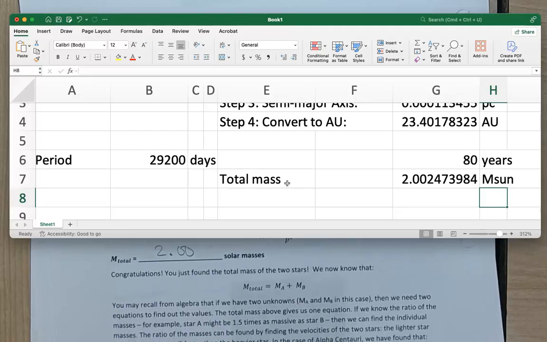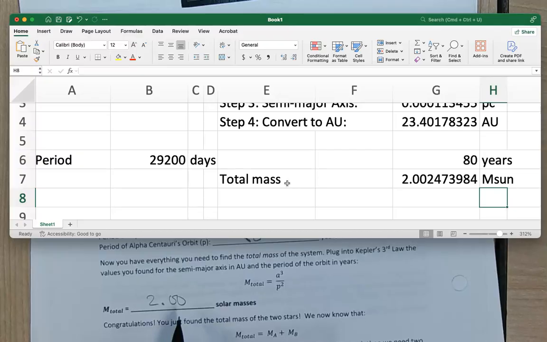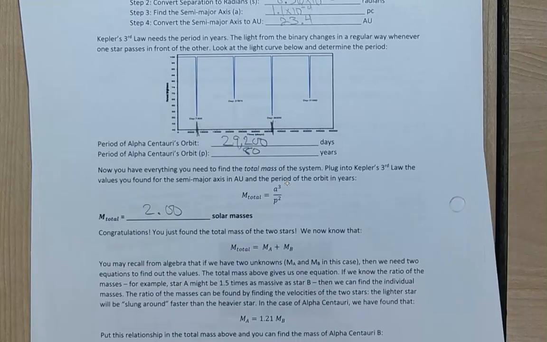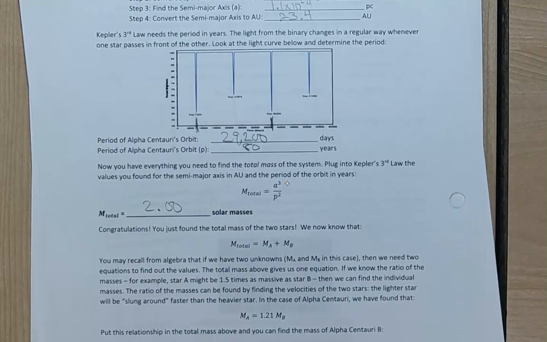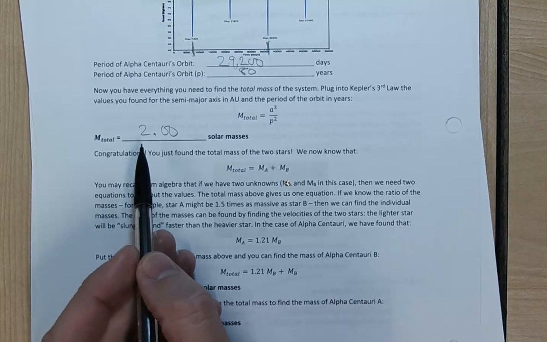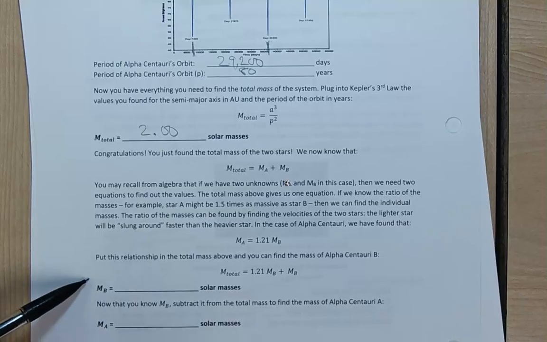Okie dokie. Then, how do we figure out the individual masses? We know the mass of A plus B. Okay, you know what? From here on out, I'm going to do this on paper, because it's a little bit of algebra, and the algebra is easier to do on paper than it is in a spreadsheet. So, we know that the mass of star A plus star B is 2 solar masses. But we want to know what their masses are separately, individually. How do we figure that out?